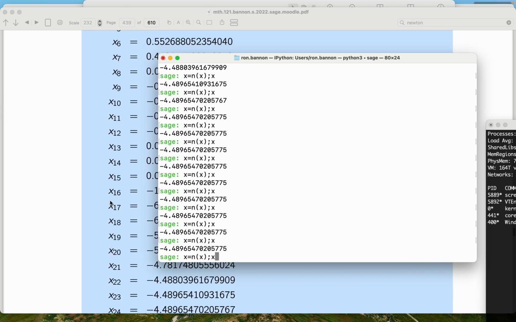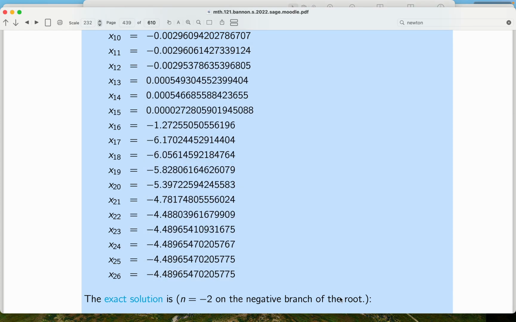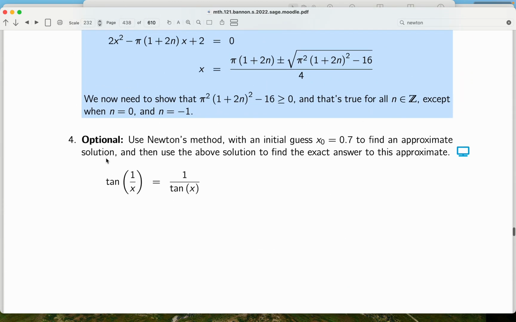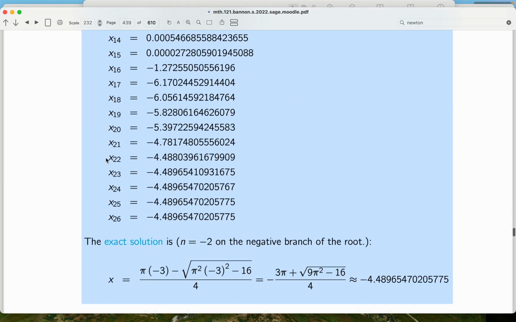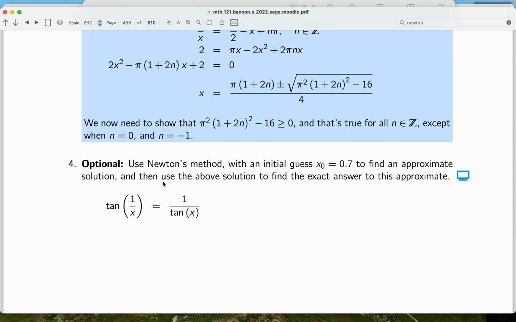And again, I typed that all up for you for a reason. You can match those numbers if you want. But you should be settling in this number over here, which is minus 4.48965, blah, blah, blah. And we get this nice approximation over here. Now, what's the problem, though, for this problem over here? I want to point out, it says use this as initial guess to find an approximate solution. I did that. This is the approximate solution over here. Then it goes on to say, and use the above solution, this approximate we just found, to find the exact solution. And we're going to be using this formula over here to do it.